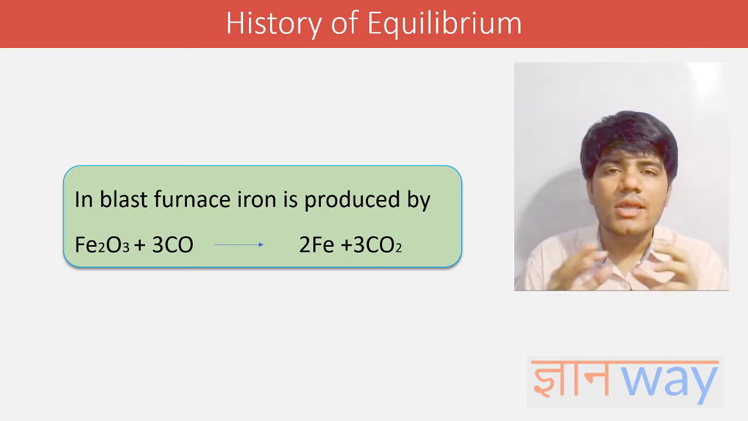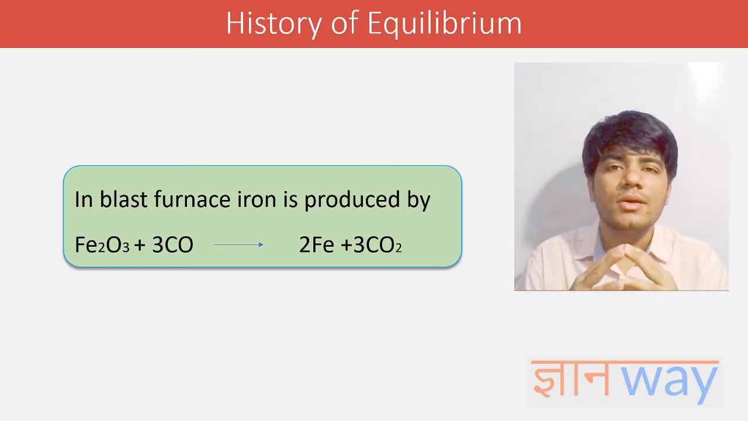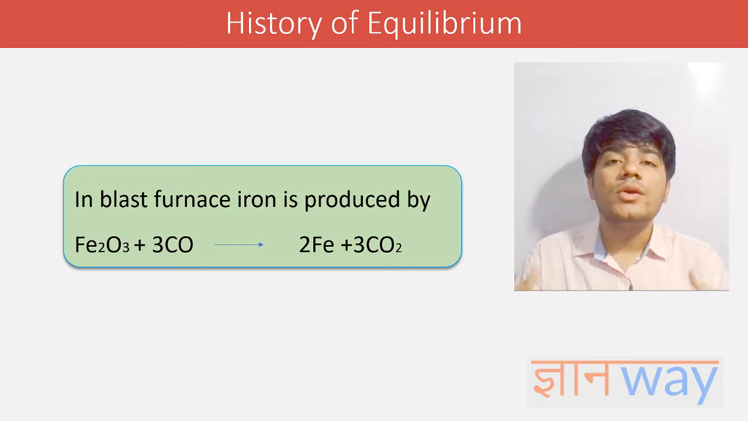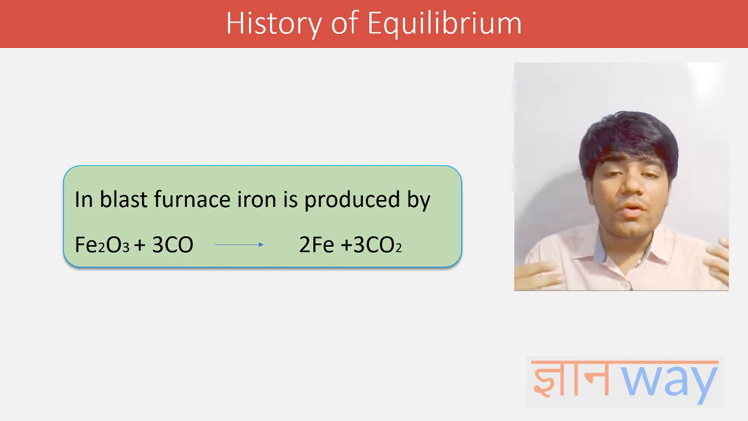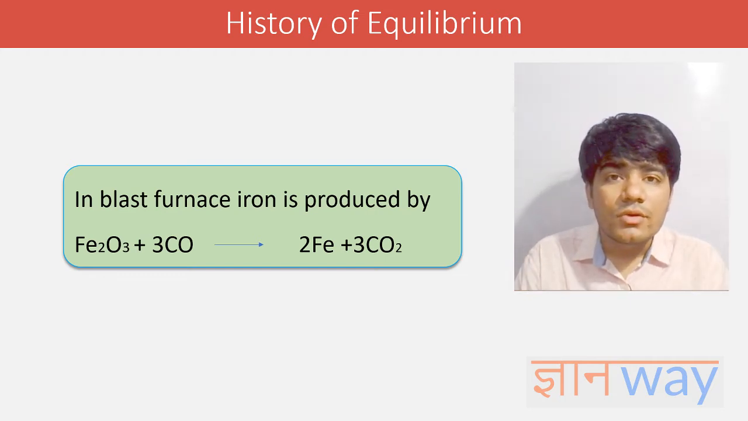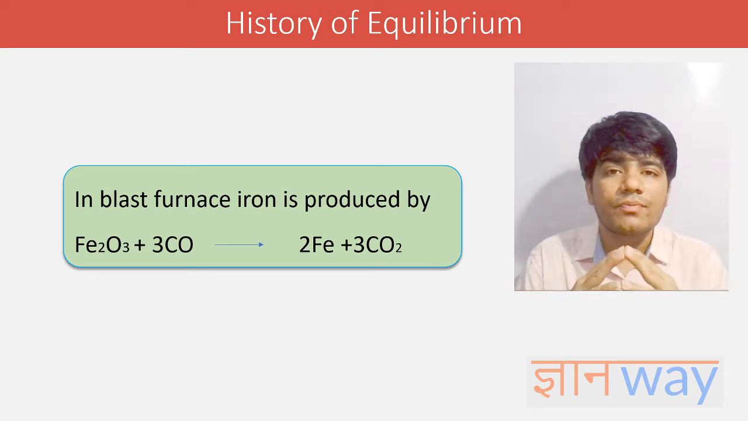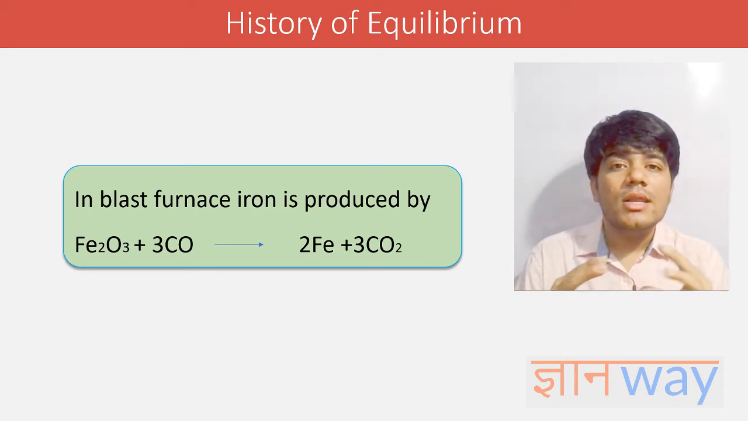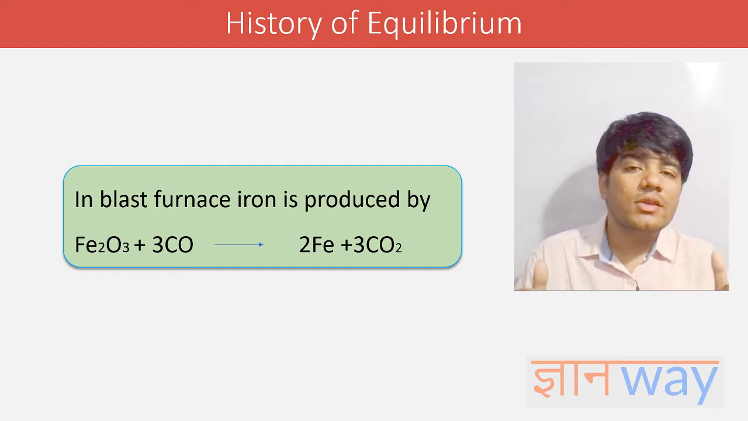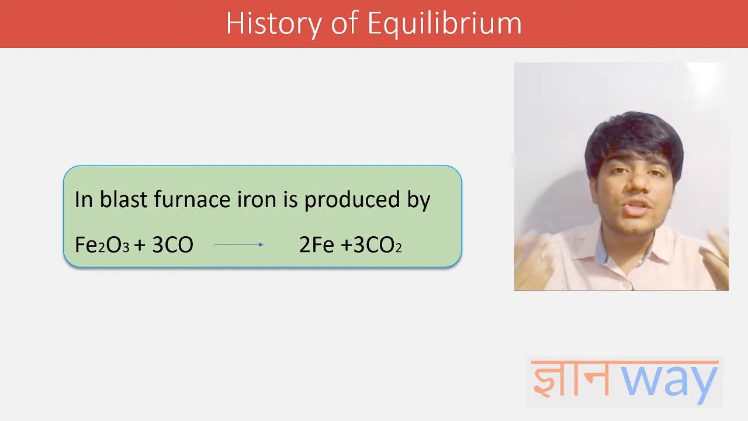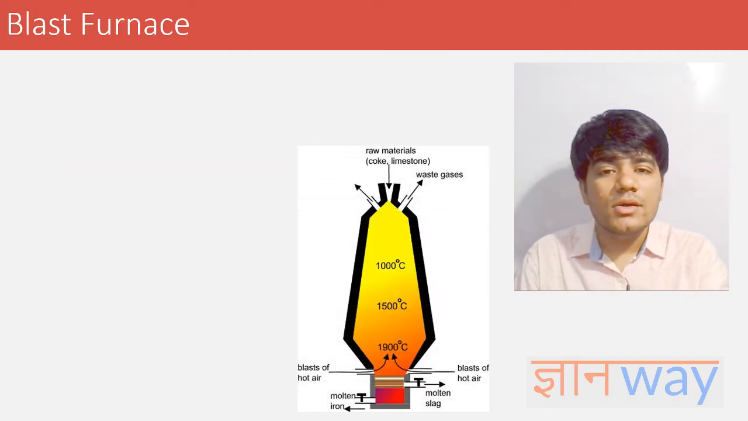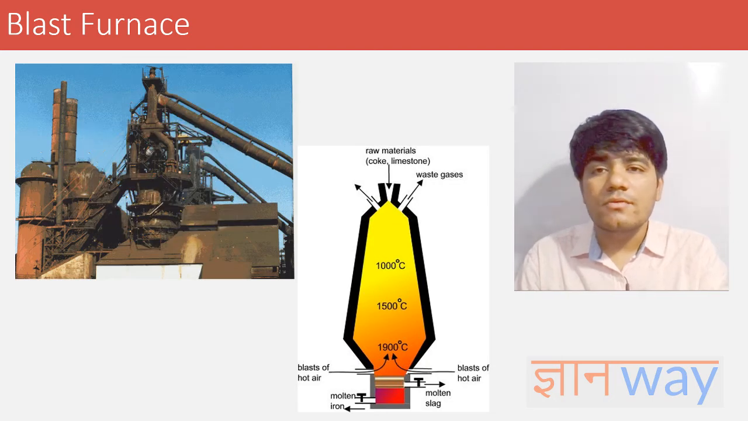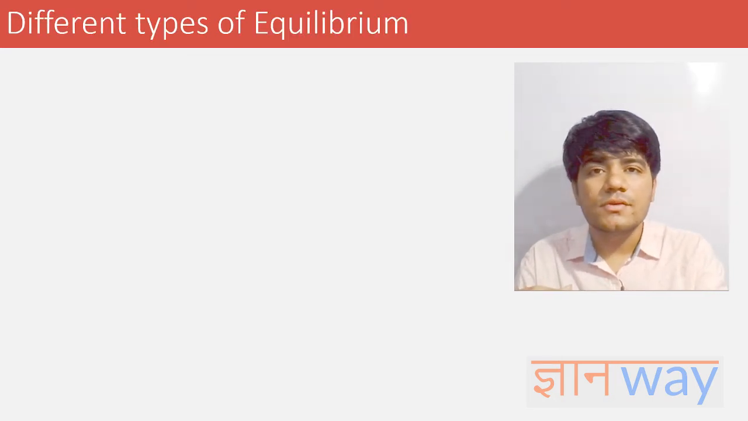Then they realized the concept of equilibrium: any reaction cannot go beyond the equilibrium conversion. Any reaction cannot move above the equilibrium value. So this was the concept behind equilibrium. When there is no change taking place, when there is no tendency for change to take place, that point is known as equilibrium. Here we can see a very big blast furnace.